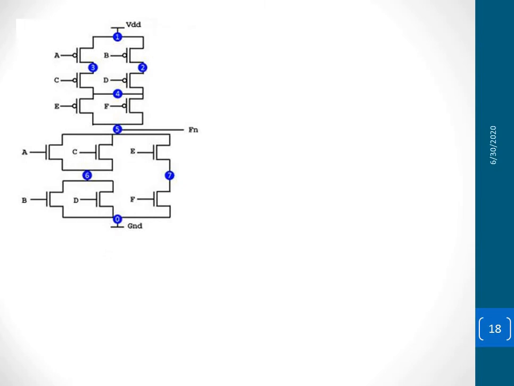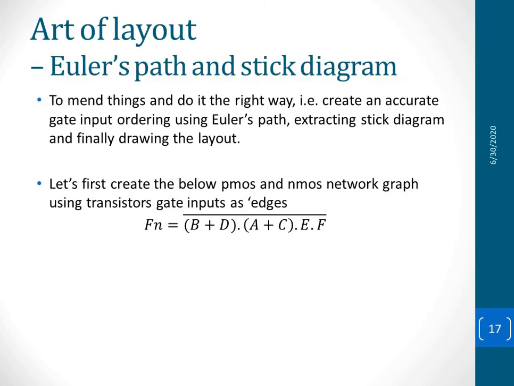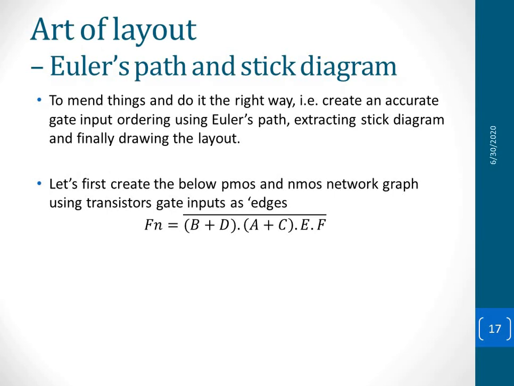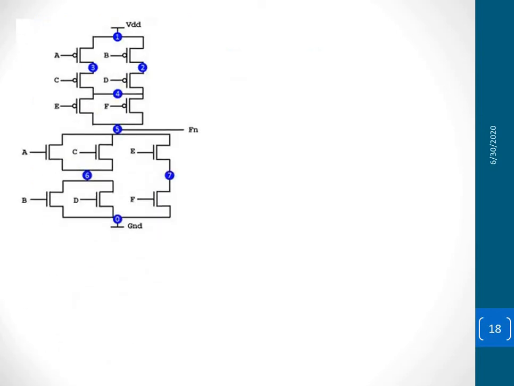So for that, first we need the logic diagram. This is the logic diagram which is built. What is the function? (A B plus D) into (A plus C) into EF, whole bar. So this is a total of how many variable function? A 6 variable function. Yes. So for this 6 variable function, we need a total of 12 MOSFETs, 6 PMOS and 6 NMOS. So once I draw this, how to order them?